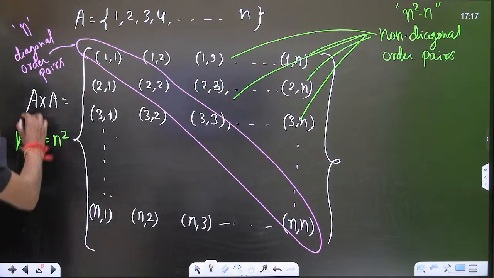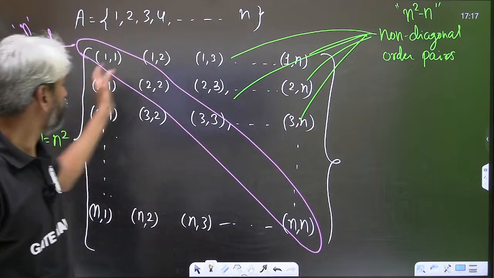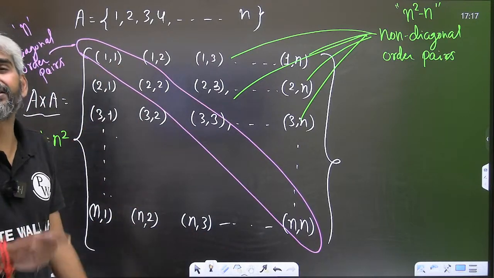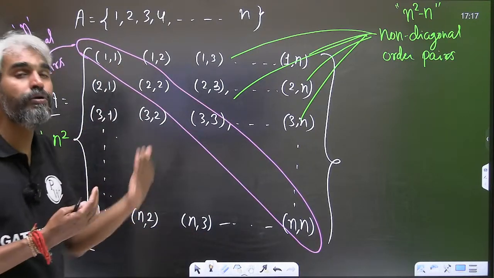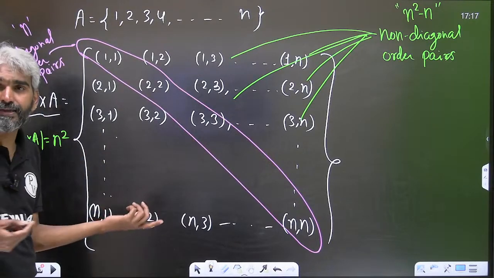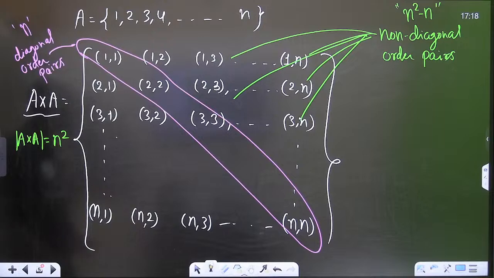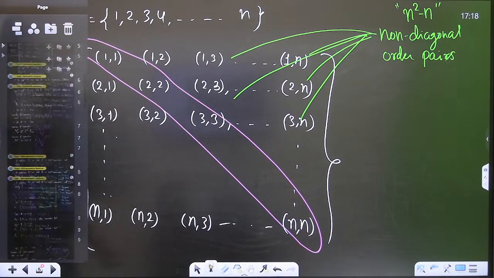So if you take all the ordered pairs of A cross A, it will be reflexive, symmetric, and transitive as well, because for two elements 1 2 and 2 3, if you need 1 3, then that ordered pair is also present in A cross A. Clear? So all the ordered pairs are present in A cross A. Therefore, the transitivity property will also be satisfied in A cross A.